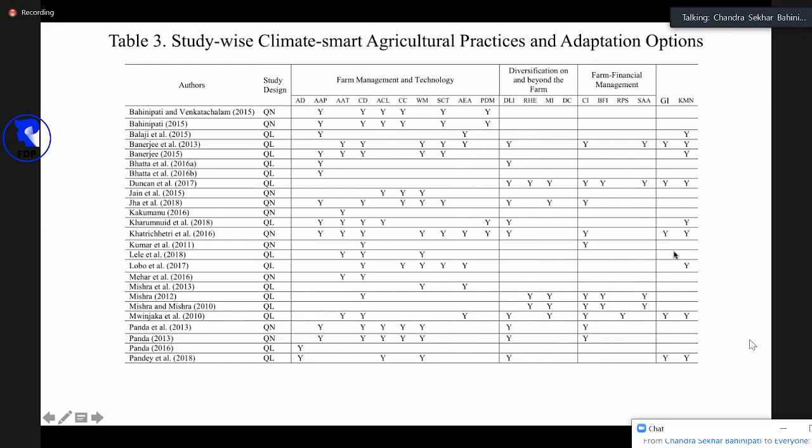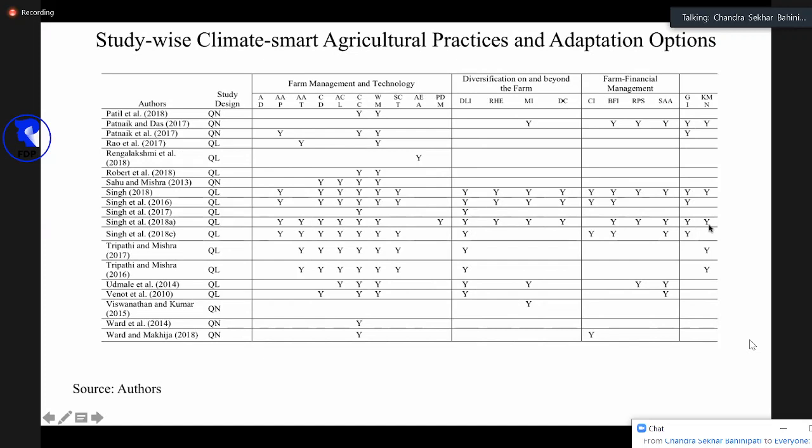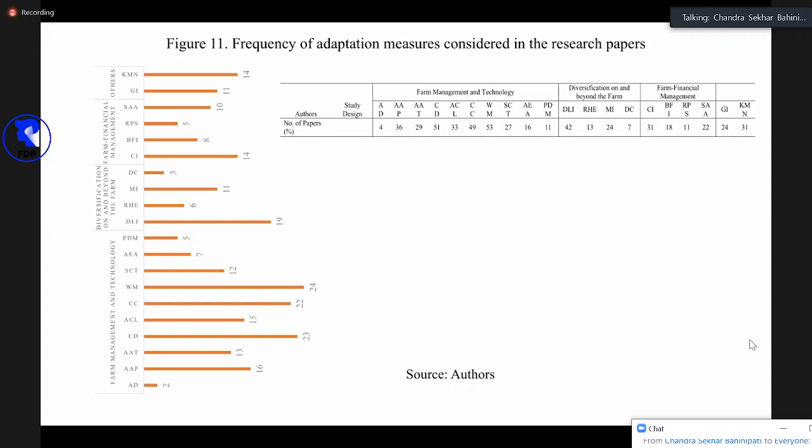These are the papers I have studied, and then I looked at what adaptation measures they have taken, and which measures are largely studied. I found that water management, since water is scarce across many parts of India, is the most adopted measure, and most studies focus on it, around 24 studies out of the 44. That gives me a better picture of climate change adaptation research: what is happening across the states and what adaptation measures people are adopting. So it gives me a bigger picture of adaptation research in India.